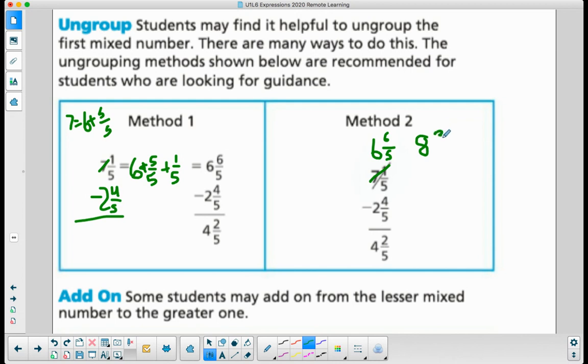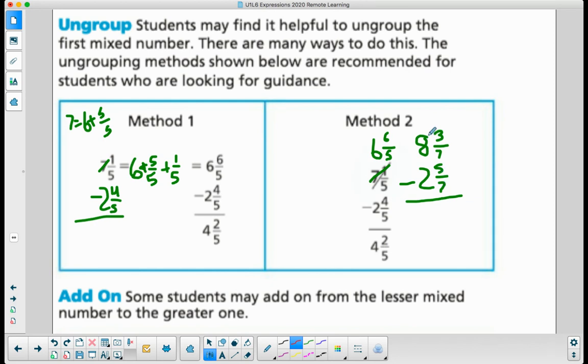Let's say I have 8 and 3/7, and I'm supposed to subtract 2 and 5/7. Now, I know that if I took 5/7 from 3/7, I would have a negative 2/7. Don't want to do that. I need some more 7s to subtract from.